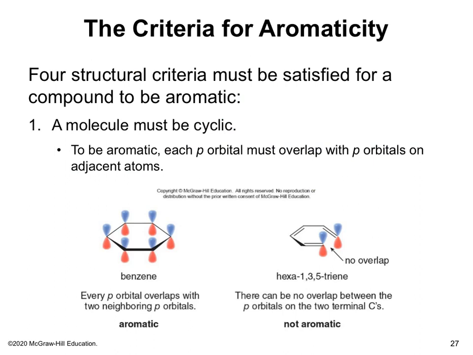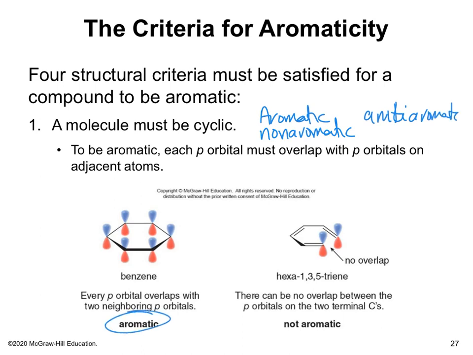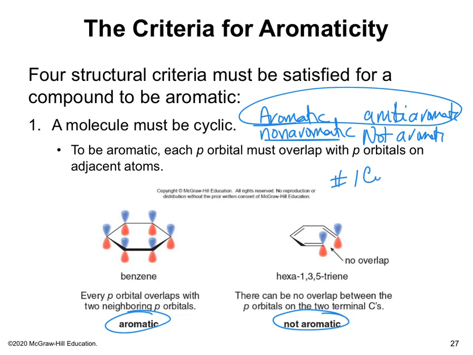Okay, so one thing you need to be able to do is classify compounds as either aromatic, non-aromatic, or anti-aromatic. So benzene is aromatic. This compound is not aromatic. One of the reasons, and there's some criteria: number 1 criteria to be aromatic or anti-aromatic is it needs to be cyclic. And you see, this is not cyclic, so it's not aromatic.